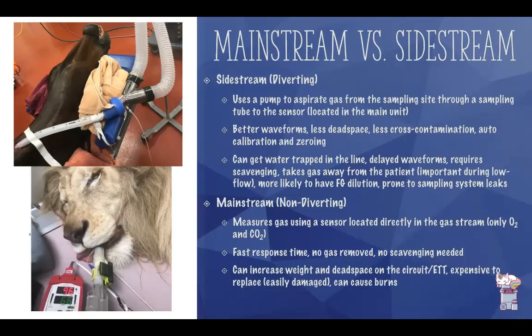In this photo, you'll see a mainstream capnometer located at the end of the endotracheal tube in the lion. This particular model shows both a waveform and a value on the end-tidal CO2 reading.